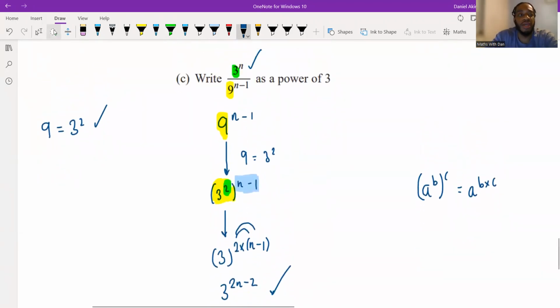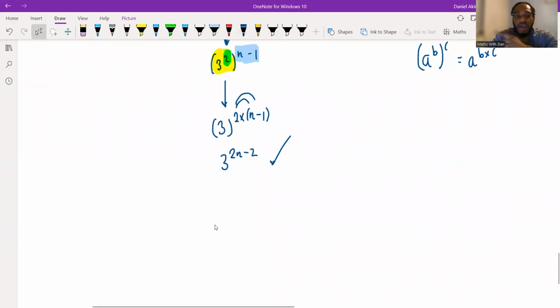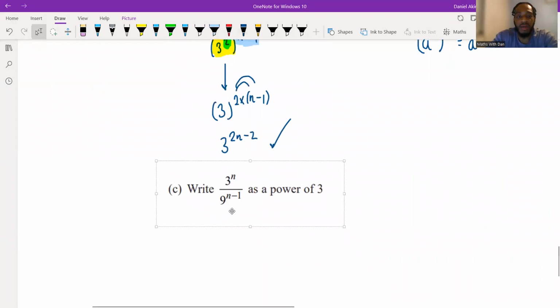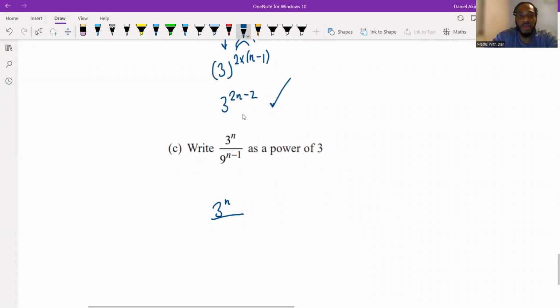So what I'll do is I can then put this question here again, and then I'm just going to replace it with what I've calculated it to be, yeah? So then this question becomes 3 to the n all divided by, and then this becomes 3 to the 2n minus 2.